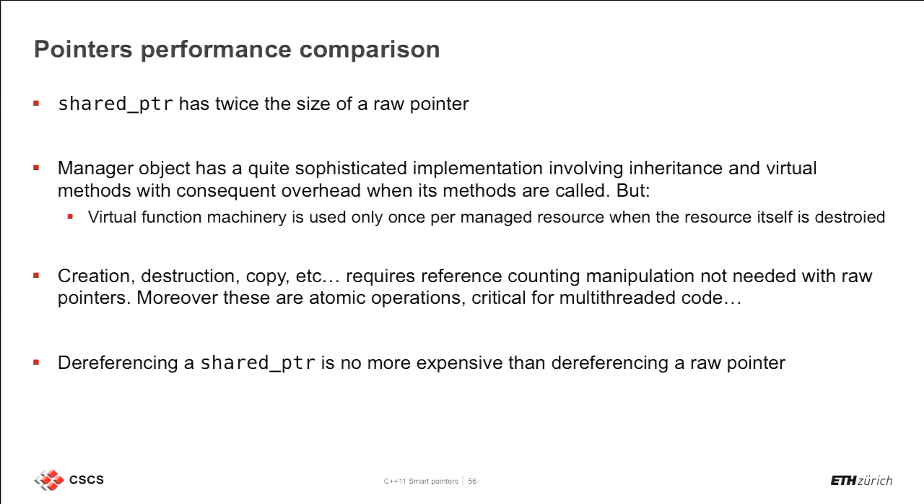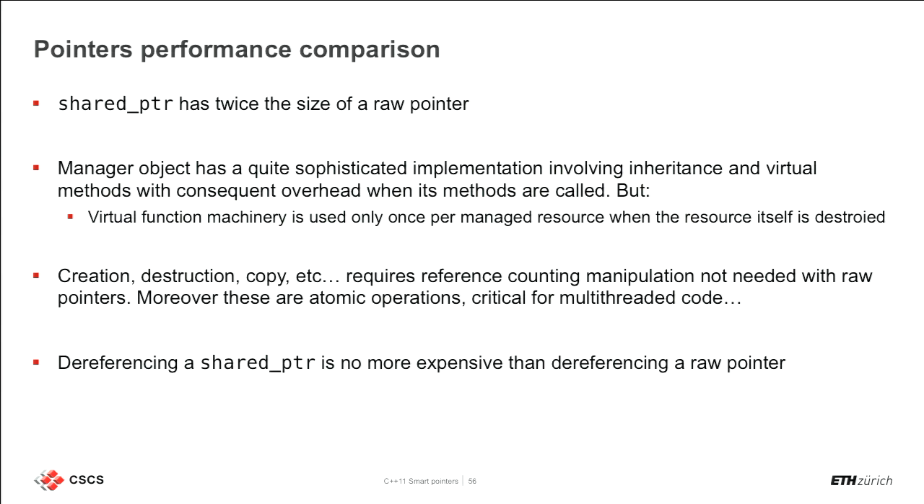The other issue related to the shared pointer is that it has twice the size of the raw pointer, because you have two pointers: the pointer to the resource manager and the pointer to the allocated memory on the heap. So you always have twice the size with respect to a raw pointer. And this is another issue for the shared pointer.